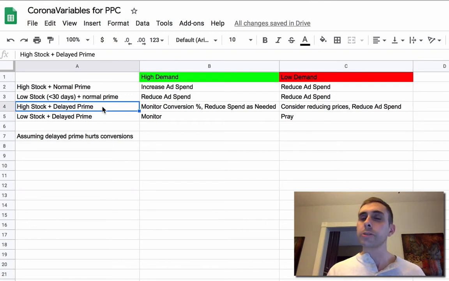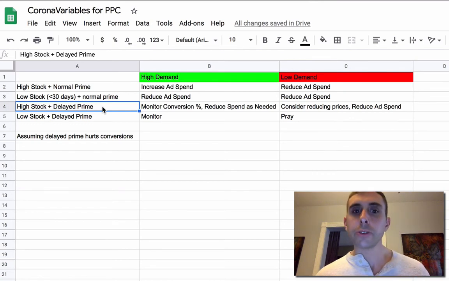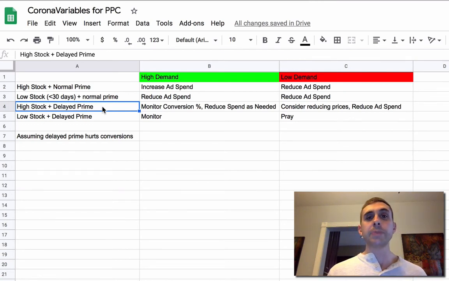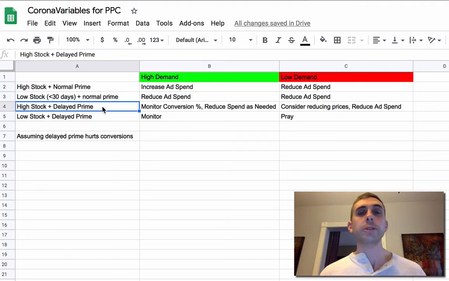We are still monitoring that to see if this is going to hurt conversion rates. I'm assuming it is going to hurt conversion rates. So if you have a high demand product with high stock and delayed prime, monitor your conversion rates and also reduce your ad spend as needed. If your conversion rate goes down, you guys know that the ACOS goes up.